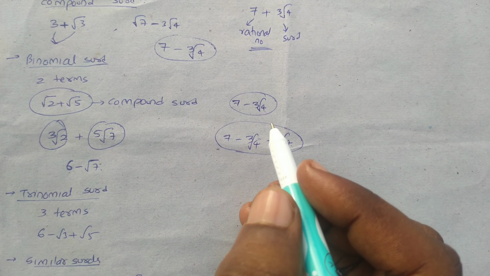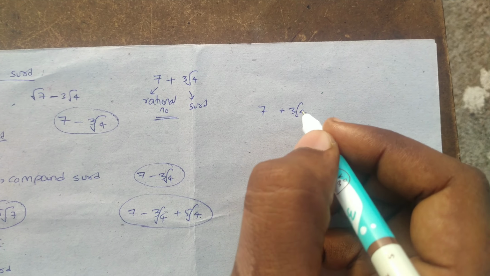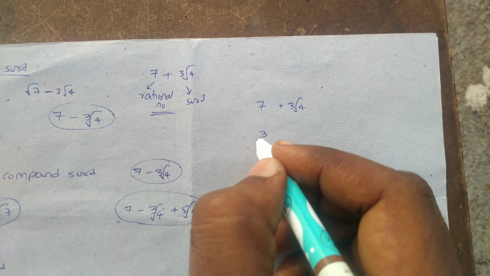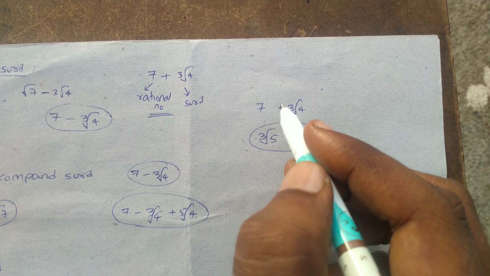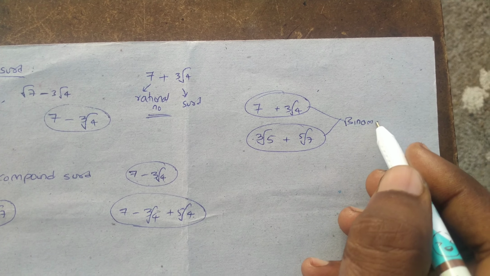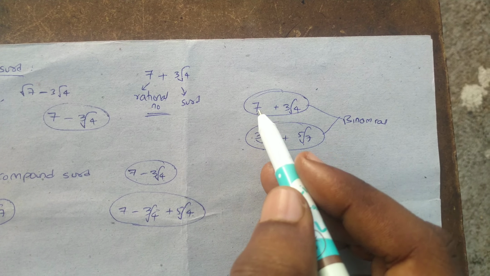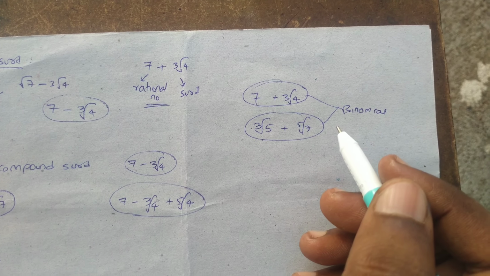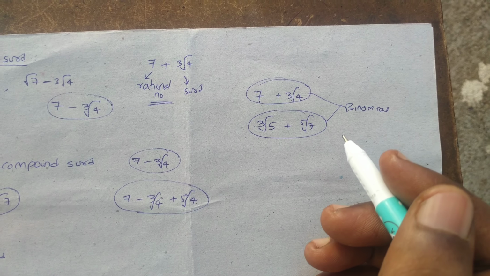So what does compound surd mean? In a compound surd, you can take one rational number plus fifth root 4, one surd. This is a compound surd. Or you can take two surds also, fifth root 5 plus fifth root 7. This is also a compound surd, but these two are binomial right now, because you only have two terms. Here one term, here one term. You only have two terms, then only we call it binomial. If it has three or more terms, then we do not call it binomial, we only call it a compound surd. Okay, clear?